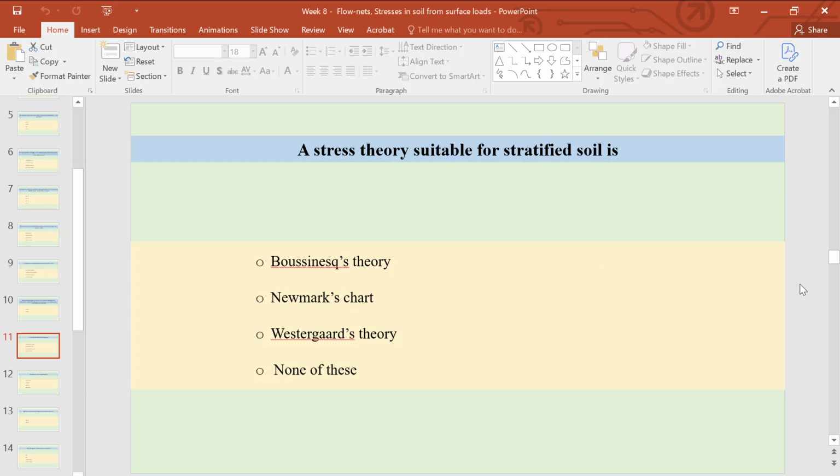A stress theory suitable for stratified soil is. First option, Boussinesq's theory. Second option, Newmark's chart. Third option, Westergaard's theory. Last option, none of these.